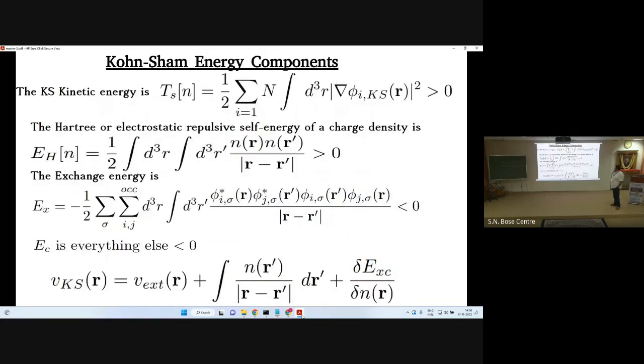This is how you write down the contents of the Kohn-Sham energy. You have the kinetic energy, you have the Hartree term, and this is the exchange integral which was shown earlier. Then you have the orbitals. Depending upon what kind of orbitals you use, you get this term. From here you can go two ways: either the wave function way or the density way. So from here you can bifurcate.